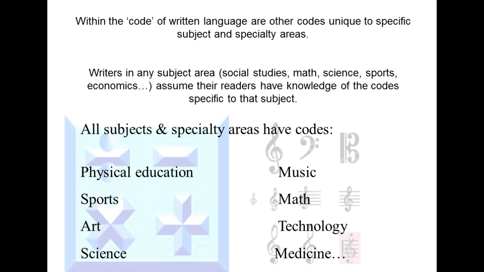If you aren't a sports person, have you ever tried listening to a sports broadcast and been able to understand half of what they are saying? All of these subjects, writers in any subject area, social studies, math, science, sports, economics, assume their readers have knowledge of these codes specific to that subject. How many of your students have knowledge of the codes in the subjects that we expect them to read?